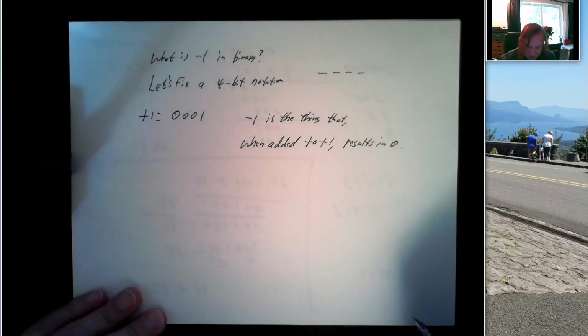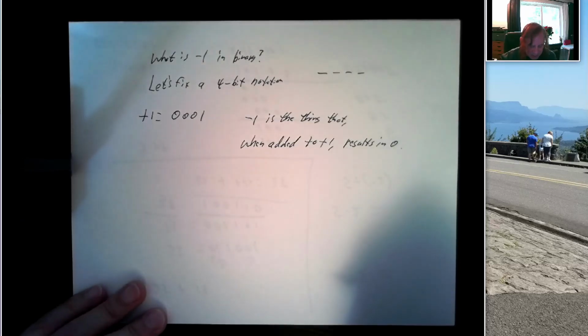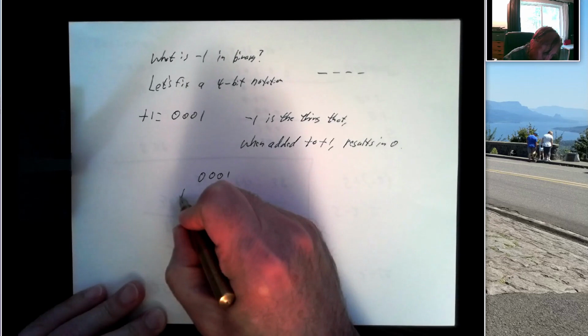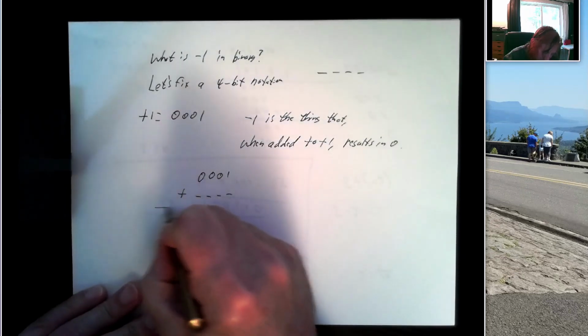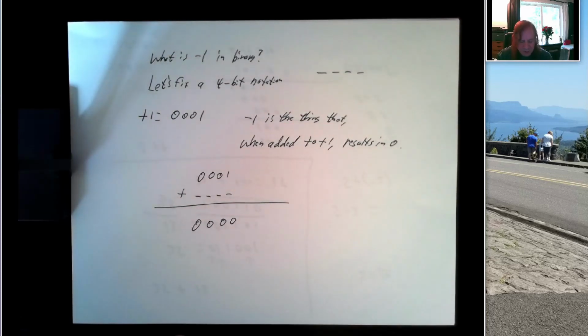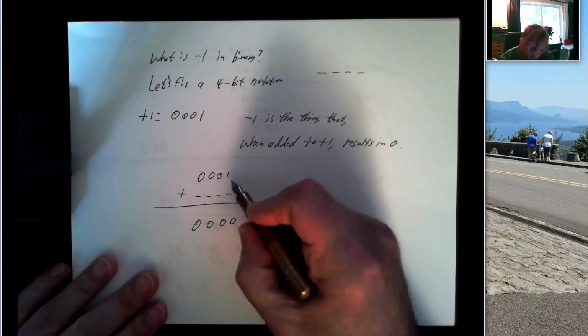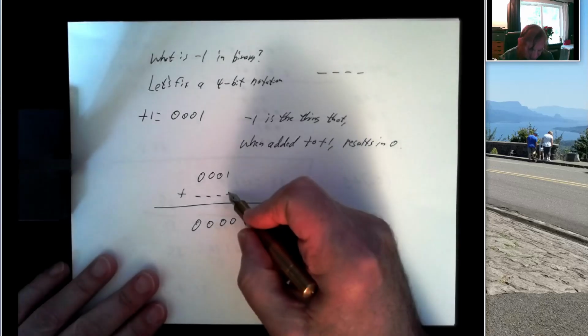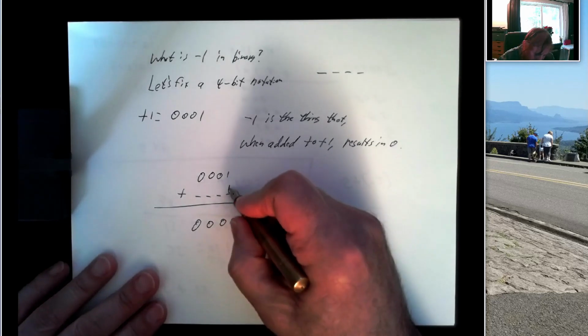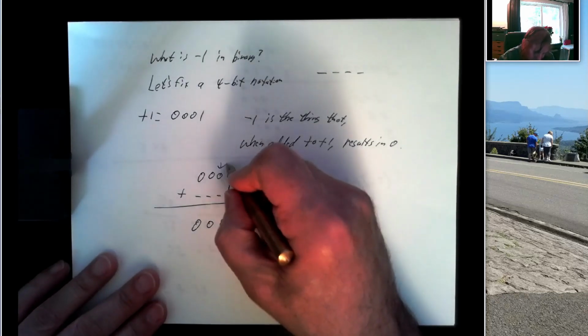So we're going to find a way to write negative 1 by asking the following question. If I start off with positive 1 and I add something to it, what should I add to end up with 4 zeros? Well, I've got a 1 here. What should I add to get a 0? If I add a 0, I'm going to end up with a 1. So I have to put a 1 here. And 1 plus 1 will give me a 0 with an extra carry.